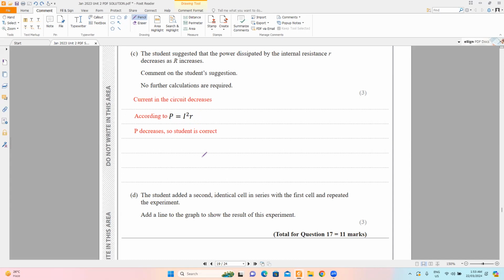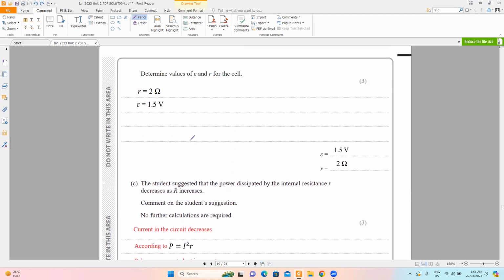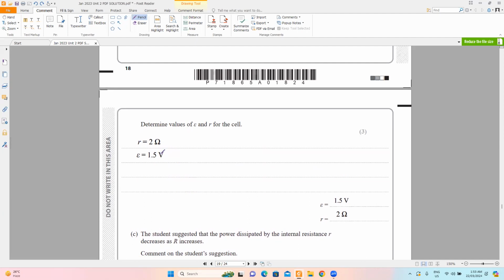Next part of the question says, the student added a second identical cell in series with the first cell and repeated the experiment. Add a line to the graph to show the results of the experiment. So when you add a second identical cell in series, what happens? The EMFs add up. So now the EMF will be twice as before. And since the whole thing is still in series, the internal resistances also add up, so the internal resistance will also be doubled. So EMF is doubled and internal resistance also doubles.